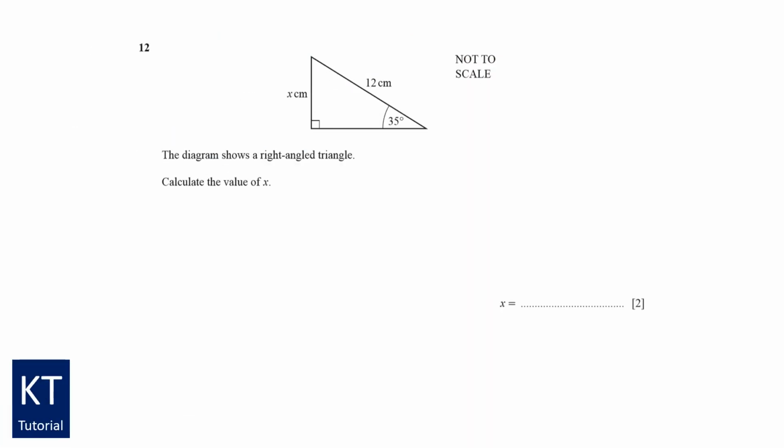Question 12. The diagram shows a right-angled triangle. Calculate the value of x. From basic trigonometry, we should be able to tell that sine 35 degrees is equal to x over 12. By rearranging the equation, we can find x being 12 multiplied by sine of 35 degrees.